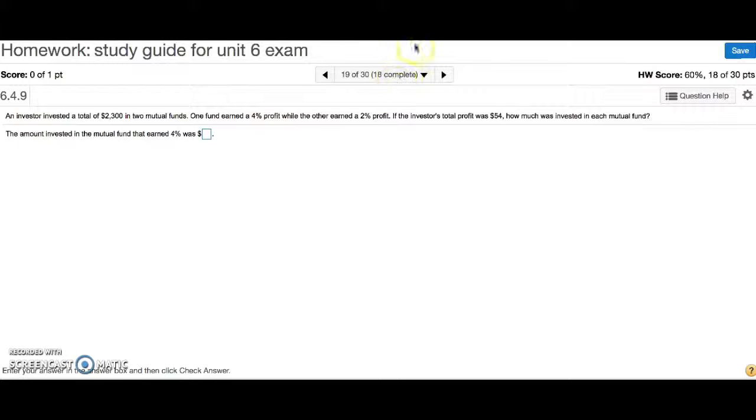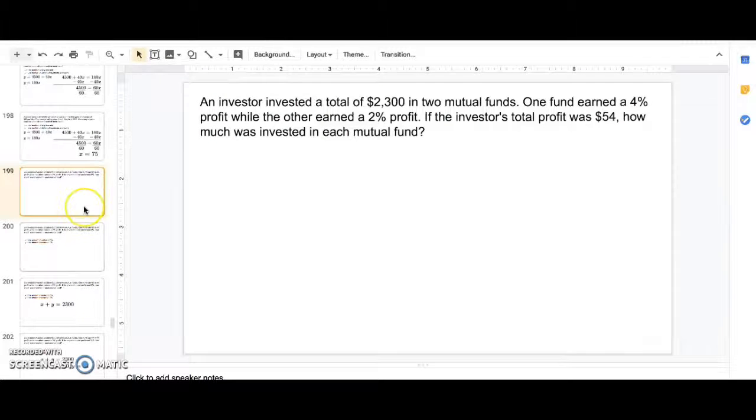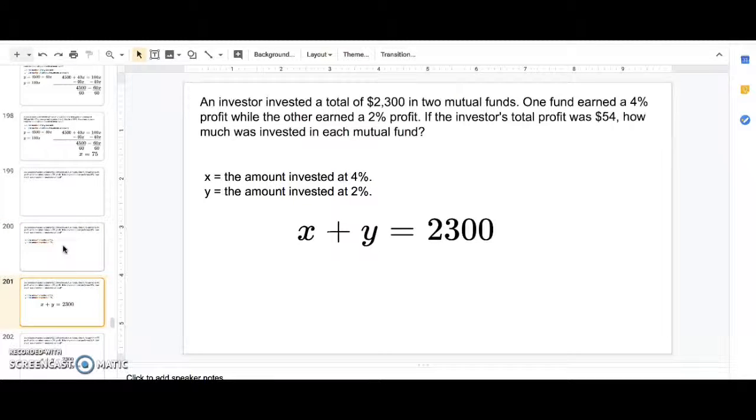Okay, so we need to set up our variables. So we have two different funds. So X is going to equal the amount invested at 4% and Y is the amount invested at 2%. We're told that the investor invested a total of $2,300 into two funds. So we have X plus Y equaling $2,300 because X and Y represent the amount of each invested.